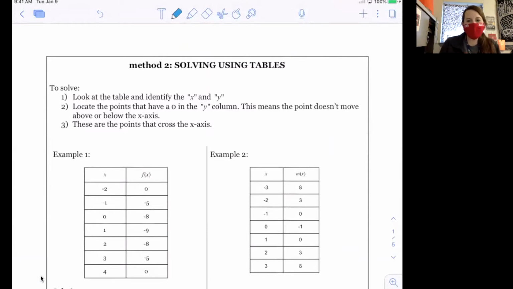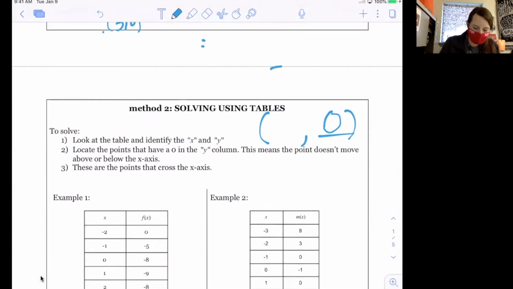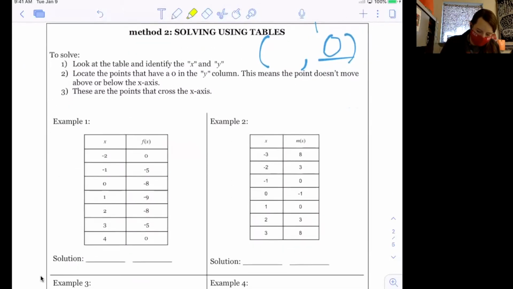Method number 2 that we're going to look at for solving is using tables. So in our table, we have an X column, we have a Y column. And remember I told you when we're solving with graphs that at your roots, your Y value is always 0 because we want to know where it crosses the X axis. So right here on my X axis, that is Y equals 0. So we're just going to look at our tables and we're going to find out where Y equals 0.